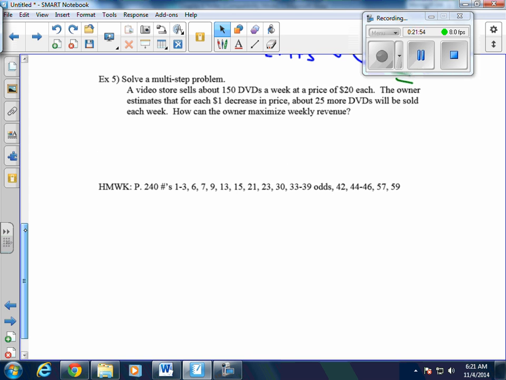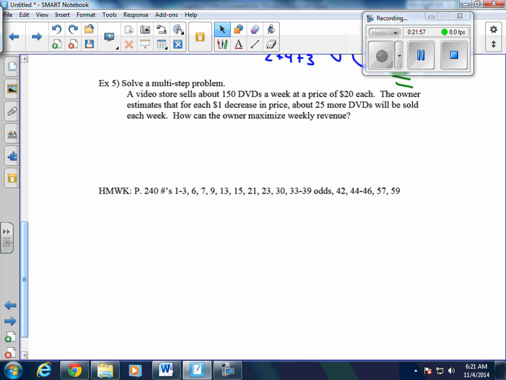In example 5, it says a video store sells about 150 DVDs a week at a price of $20. The owner estimates that for each $1 decrease in price, about 25 more DVDs will be sold each week. How can the owner maximize his weekly revenue? So when we look at an equation like this, we know that our revenue, we'll call it R of x, and you can call it y, or whatever you want, your profit. But we know that the price times how many they sell is going to equal how much you make. So in this case, he has 150 and he sells them for 20 bucks.